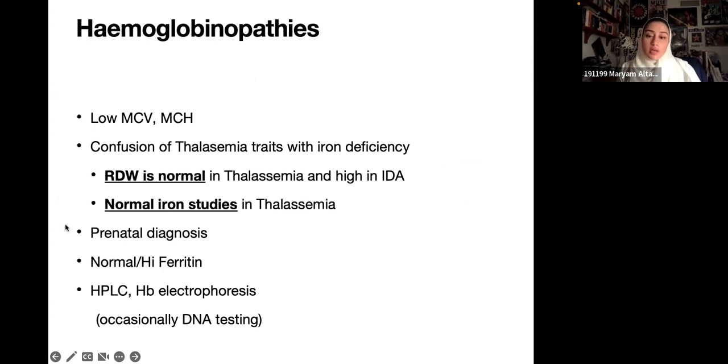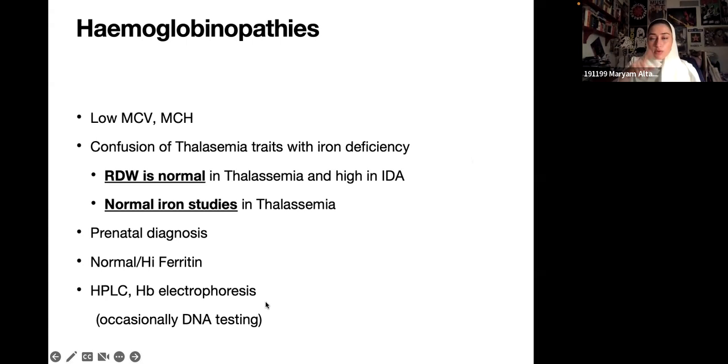And thalassemia and sickle cell anemias, these things are the reason why we do a lot of genetic testing, especially in Saudi Arabia, because it's common. Because it's recessive, right? So if a person with thalassemia trait marries another person with thalassemia trait, you have a chance to have a baby that has thalassemia major, which can be very devastating. So you can have normal or high ferritin, and the way you diagnose is with HPLC and the Hb electrophoresis.